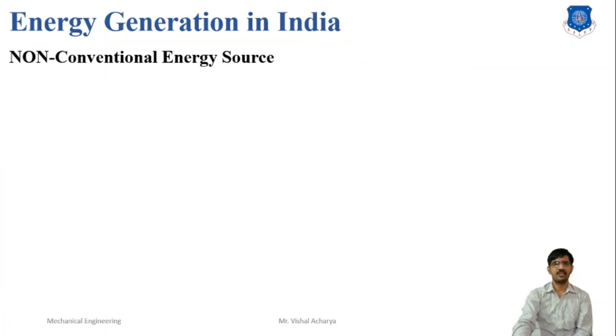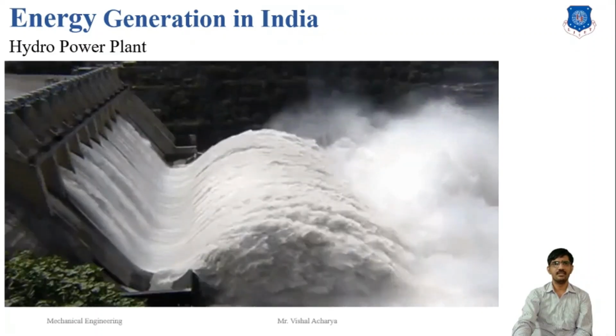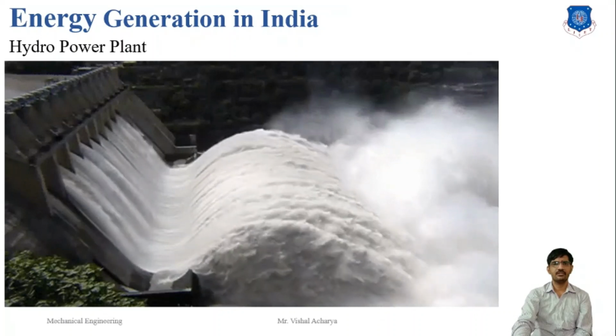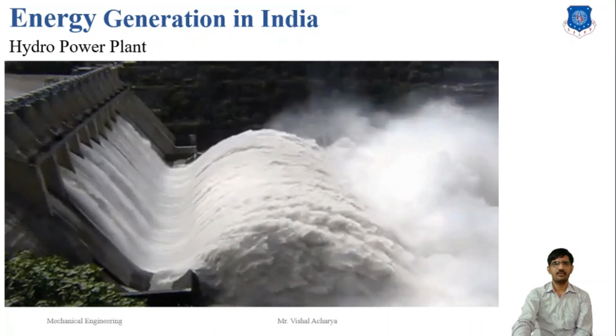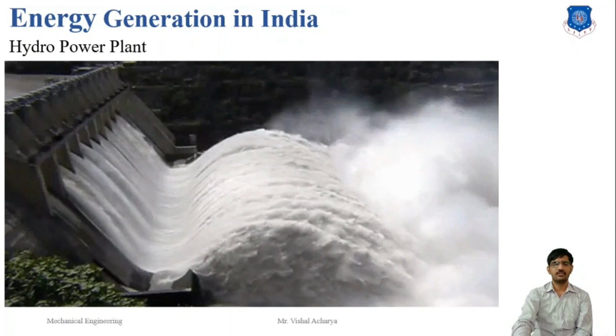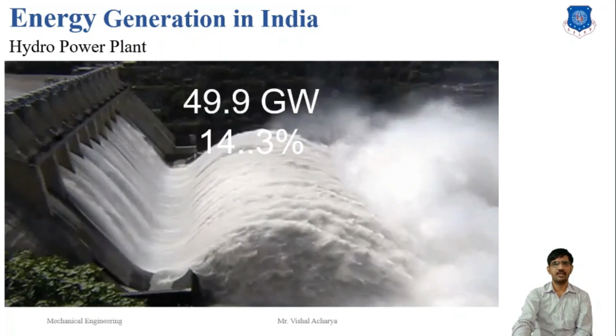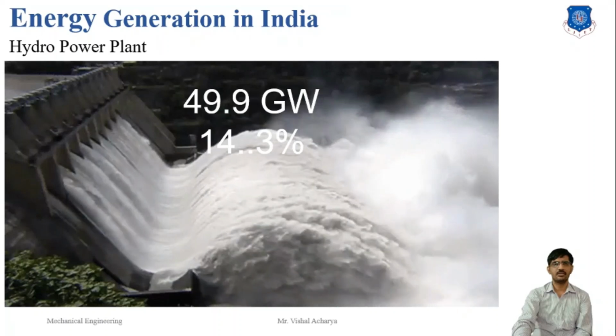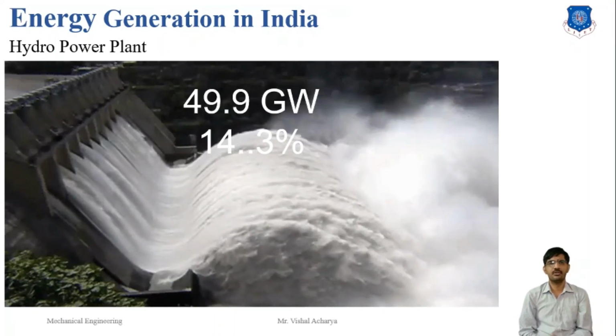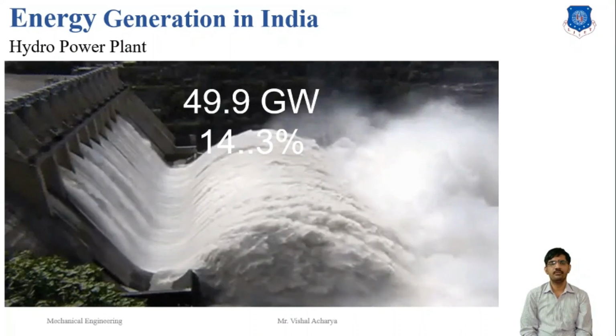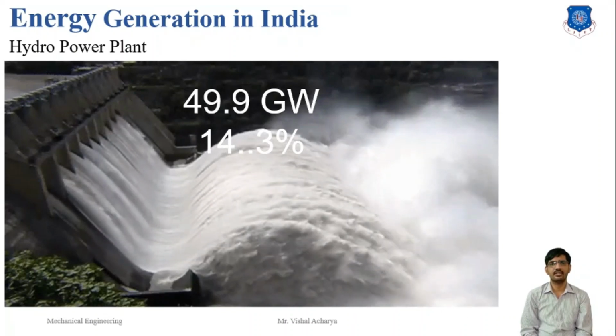Next is the non-conventional energy sources. In non-conventional energy sources, we use hydropower plants, wind power plants, solar power plants, and biogas power plants. First, the hydropower plant is divided into two parts: large hydropower plants and small hydropower plants. The total electricity production by hydropower plants is 49.9 gigawatts, which is 14.3% of total electricity generation.